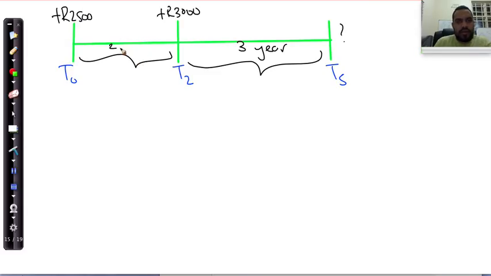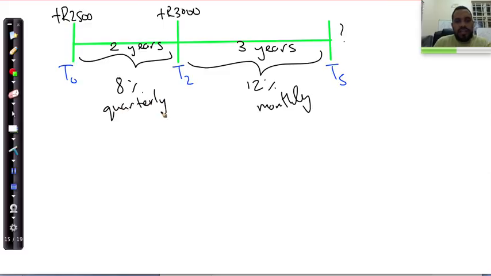Okay, now let's just take that out, make it 2 years, like so. Okay, 2 years, 3 years. 12% compounded monthly, 8% compounded quarterly. And let's do that calculation.